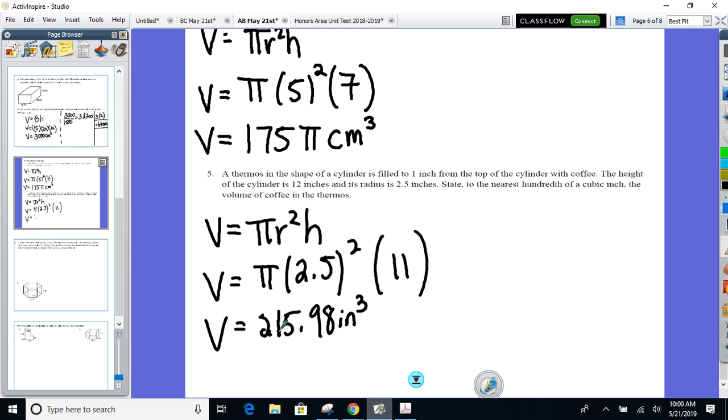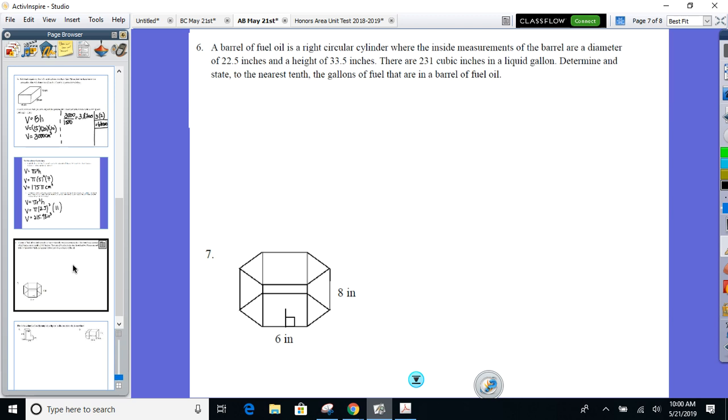All right. This next one, you're going to have to be on your A game. Oh, the old barrel of oil. I give you the diameter and the height, and there are 231 cubic inches in one liquid gallon. Everyone see that conversion? 231 cubic inches in a liquid gallon. Determine how many gallons are in the barrel.